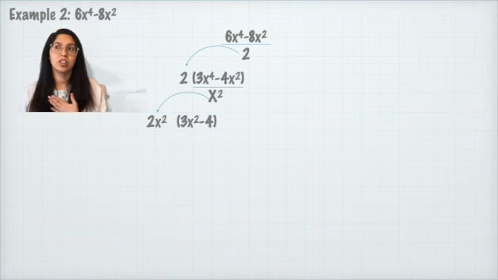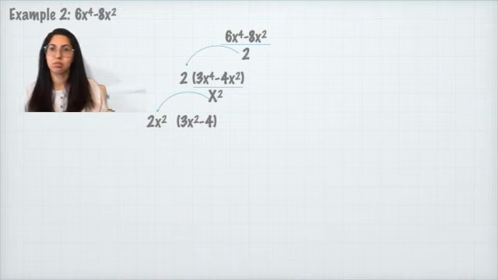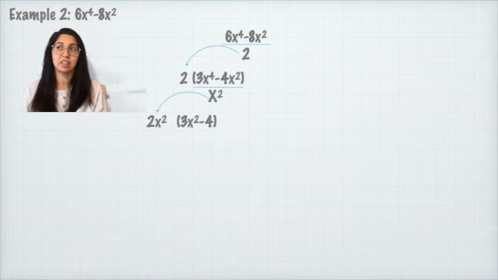Now, if you are just being asked for the GCF, the greatest common factor, 2x squared would be your answer. That's all they want. So the question is going to say simplify, or it's going to say factor, or what is a GCF? One of those. So just look at what they're asking, and that's it.